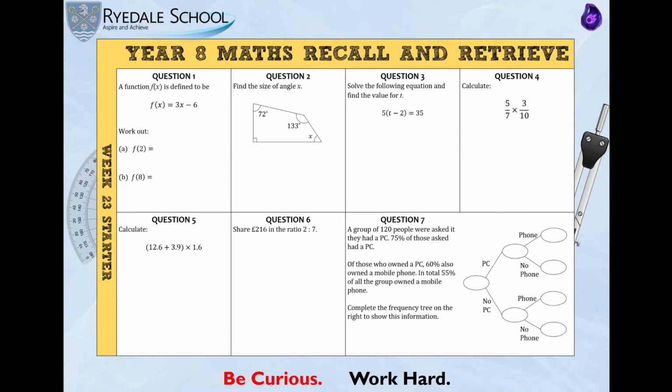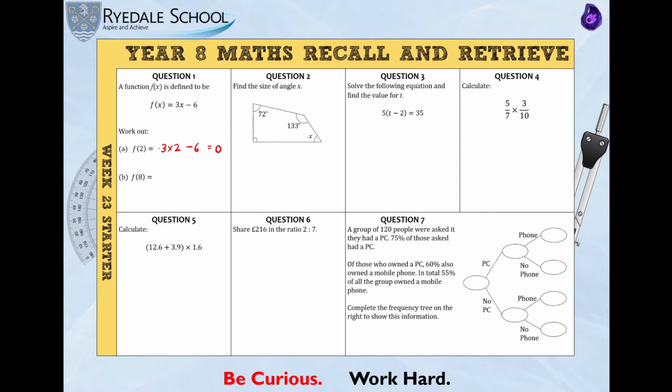Question number 1 is a function machine. It is 3x take away 6, which is telling us to times x by 3 and then take away 6. So f of 2 just means substitute in the number 2. So we need to do 3 times 2 take away 6, and that one is 0.